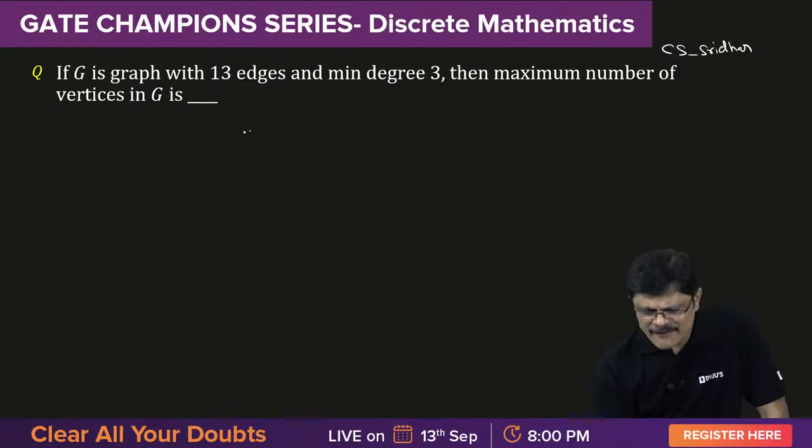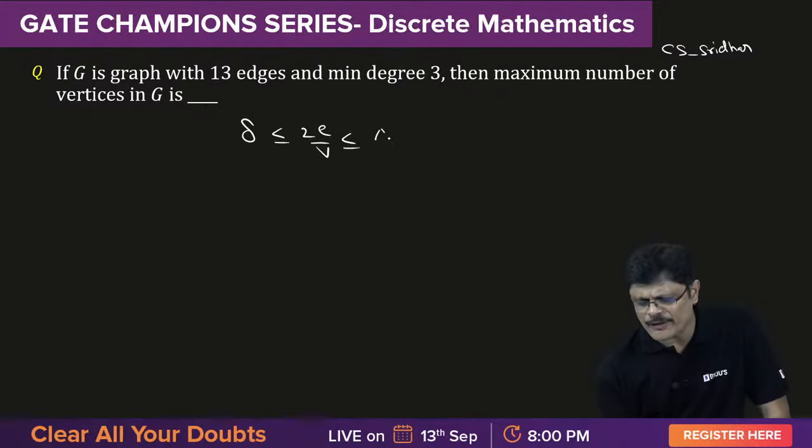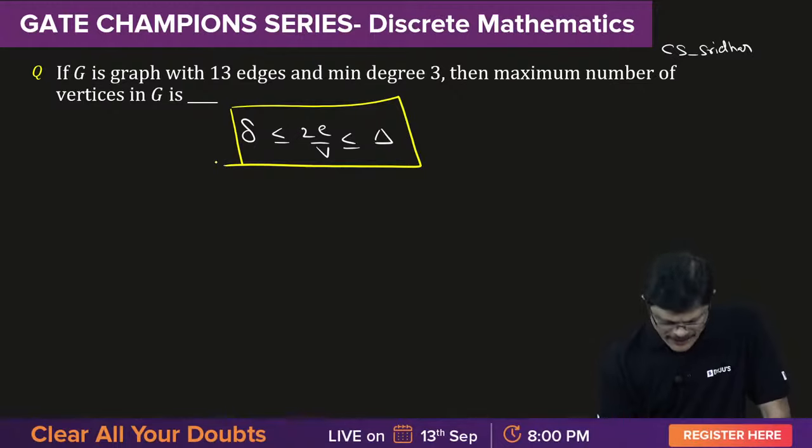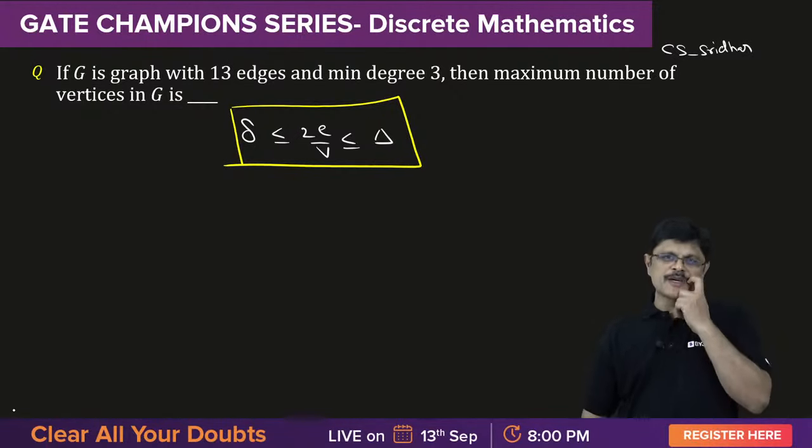See here, this is a very interesting result. Small delta is less than or equal to 2e by v, which is less than or equal to capital delta. The most important result it is, sir. It is the most important result. You can ask a number of questions based on this.